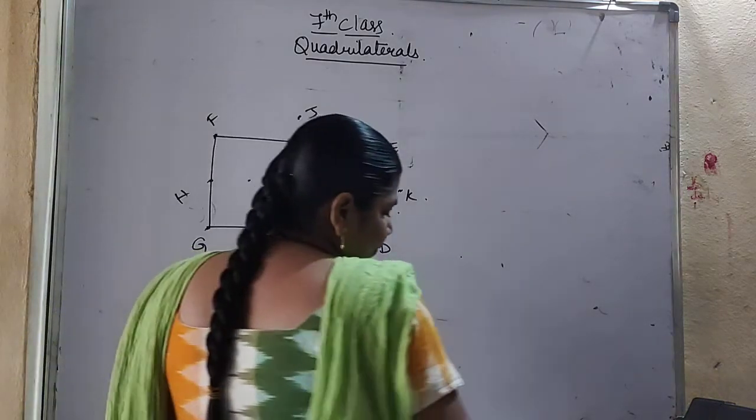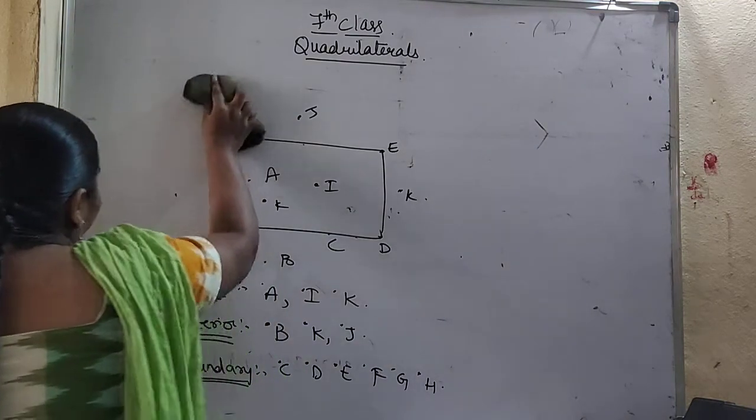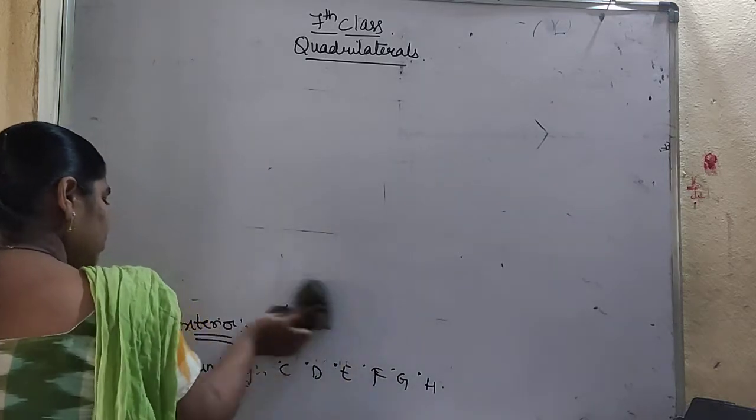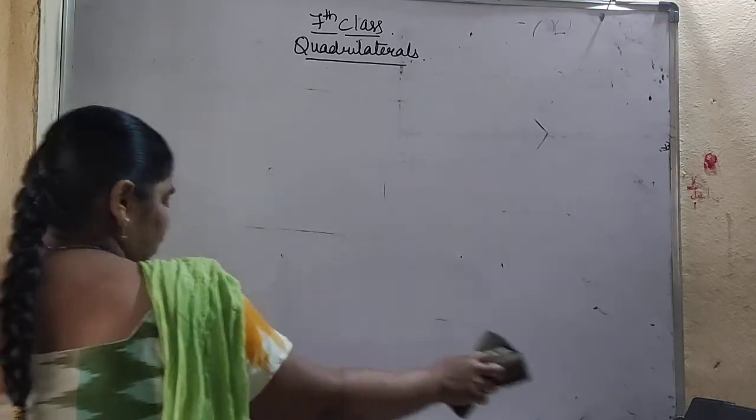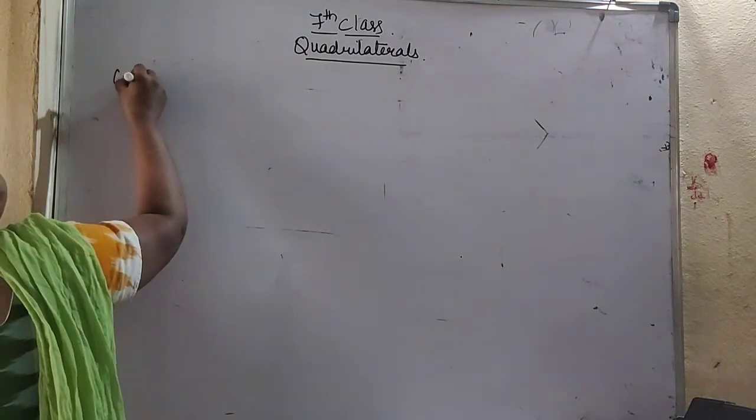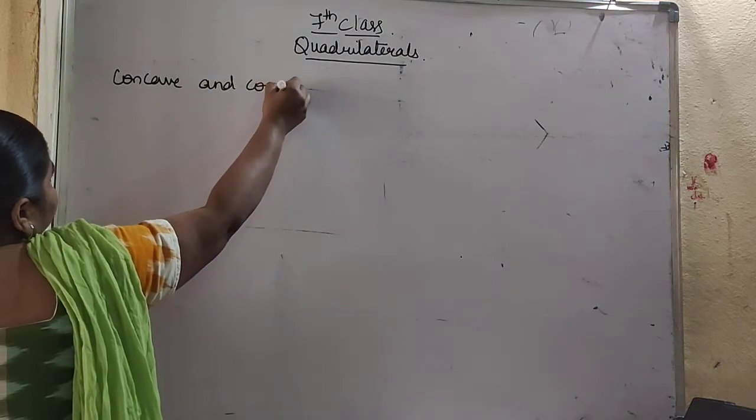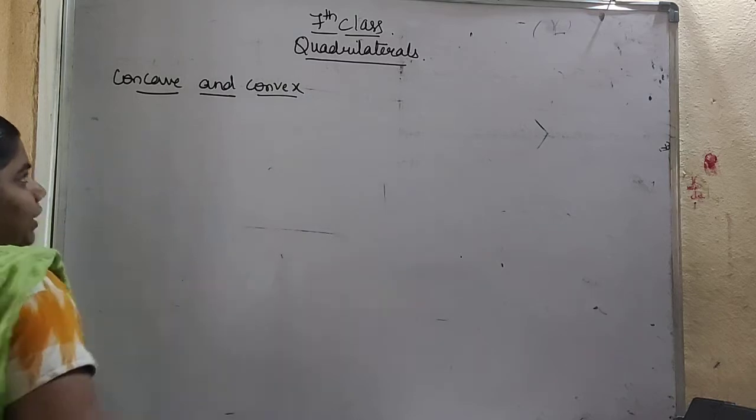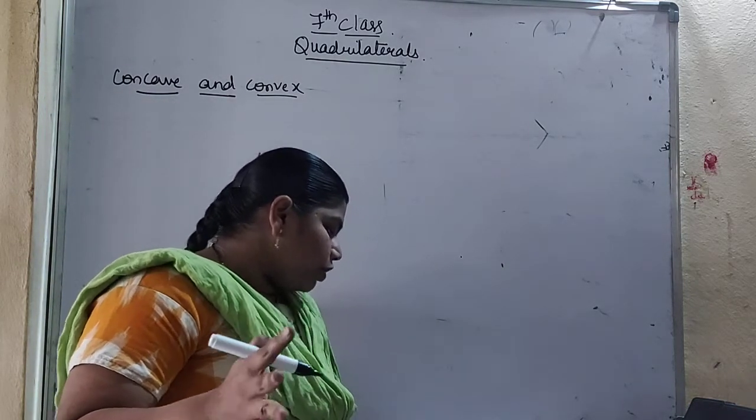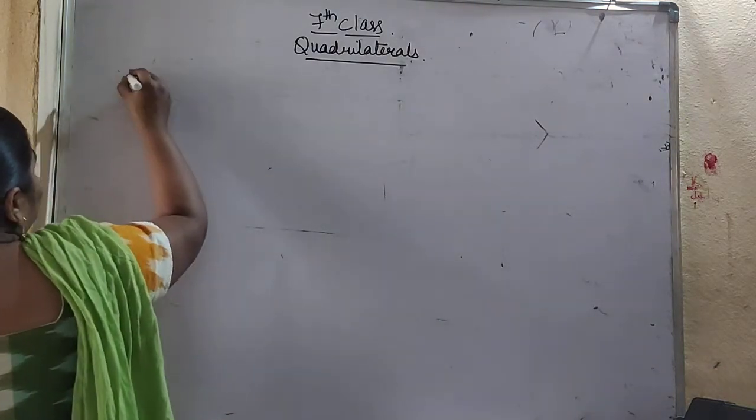Next, we are having two different types of quadrilaterals. What are the quadrilaterals? One is concave and the other is convex. So a quadrilateral has been divided into two parts, convex and concave. So first we are discussing convex.